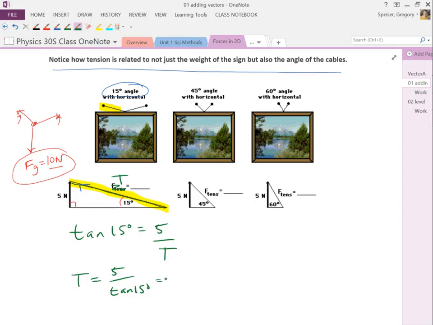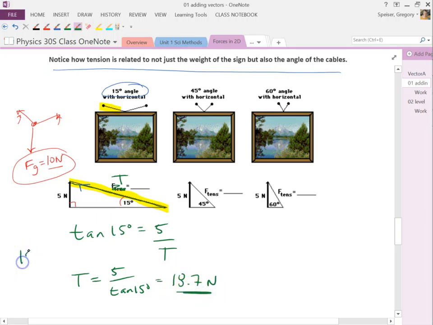For this one, I get 18.7 newtons. This is the one for the 15 degrees. If I try it for 45 degrees, the tension is going to be equal to 5 over, everything's going to be exactly the same except the angles change now, so it'll be the tan of 45 degrees. So 5 divided by the tan of 45 degrees is going to be equal to 5.